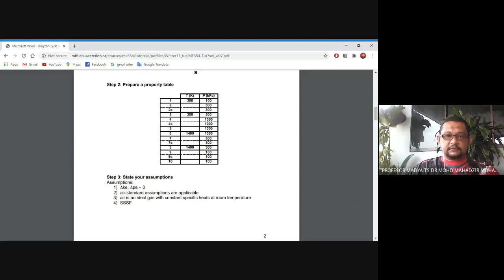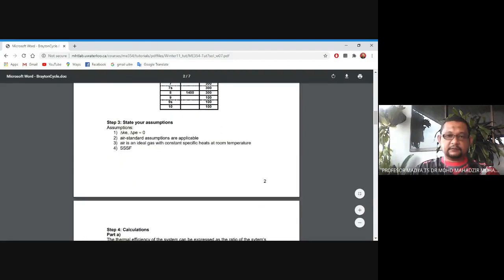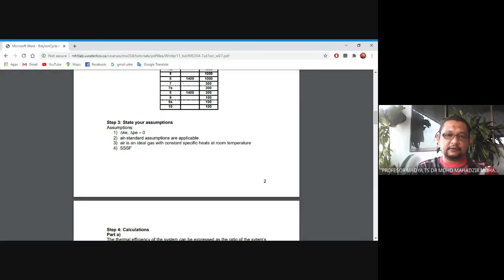Okay, in this step, it shows how to prepare all the given data in table form. Then you have to make your assumptions. Four assumptions have been made. Number one is to neglect all kinetic energy and also potential energy.